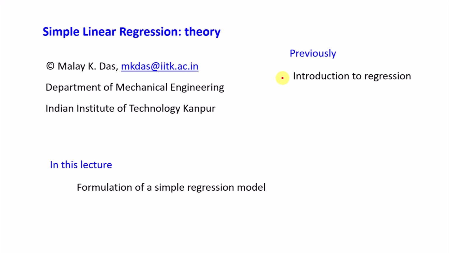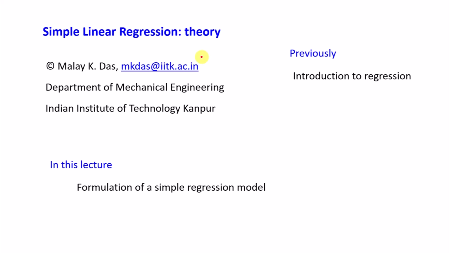Now we'll take a look at a simple case of regression where there will be one independent variable, one dependent variable, and they are connected through a linear relationship. Such models are called simple linear regressions. In this lecture, we'll look at the mathematical theory of simple linear regressions, and in subsequent lectures, we'll see an example of such regression.